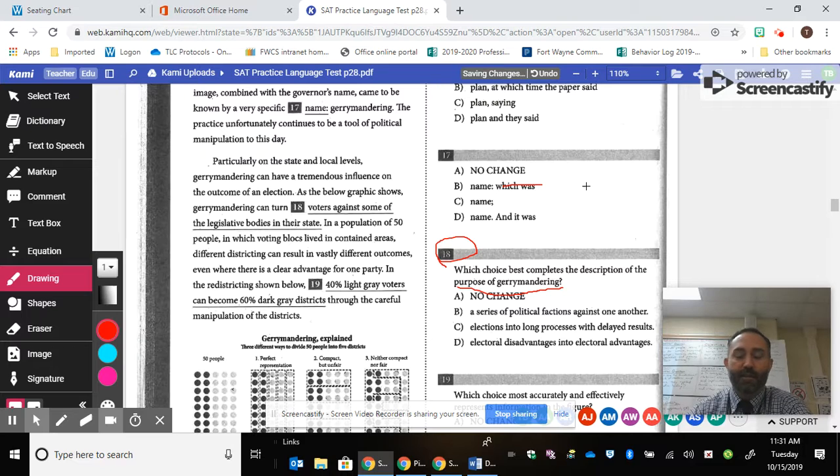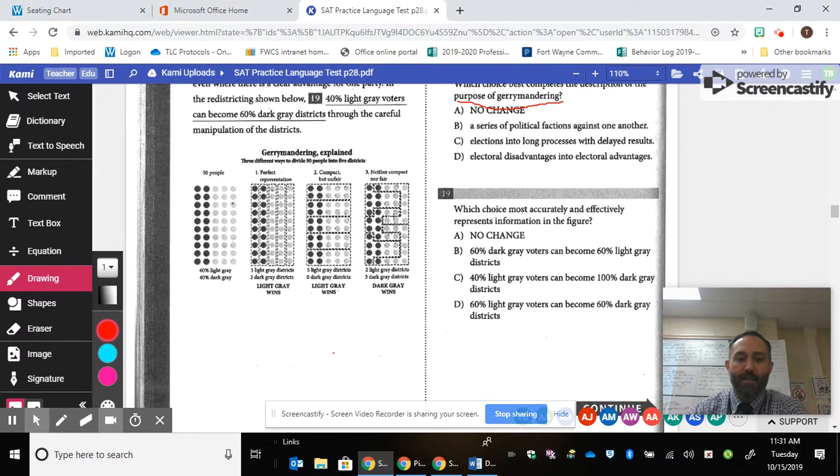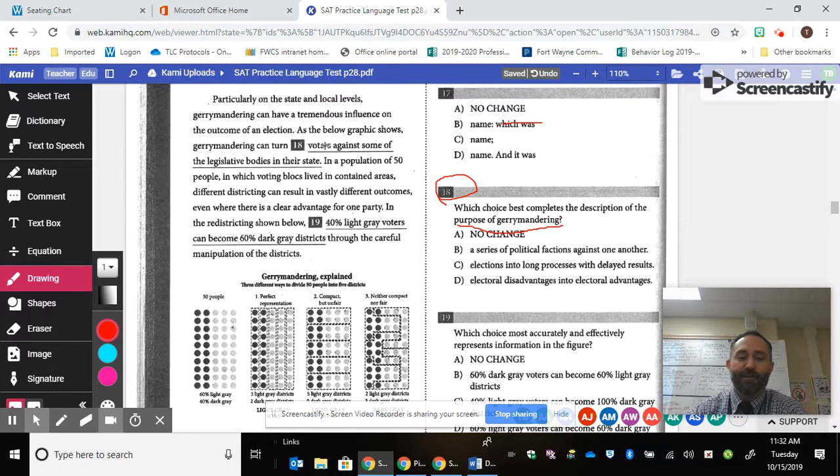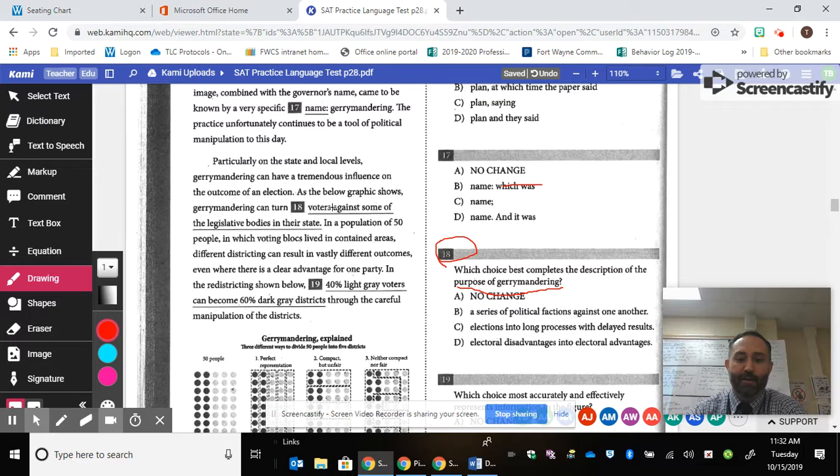And this is one of those strange questions where purpose is something that's usually tested in the reading comprehension part of the SAT, but it also fits here because it's all about whether or not a sentence should or should not be there. So let's analyze this. As the below graphic shows, gerrymandering can turn voters against some of the legislative bodies in their state. But looking at the chart below, these charts don't actually support that argument right there. And the first question you have to ask yourself is, does this phrase fit?